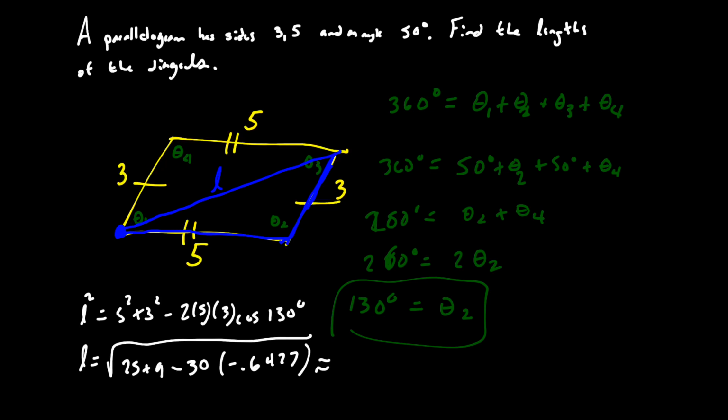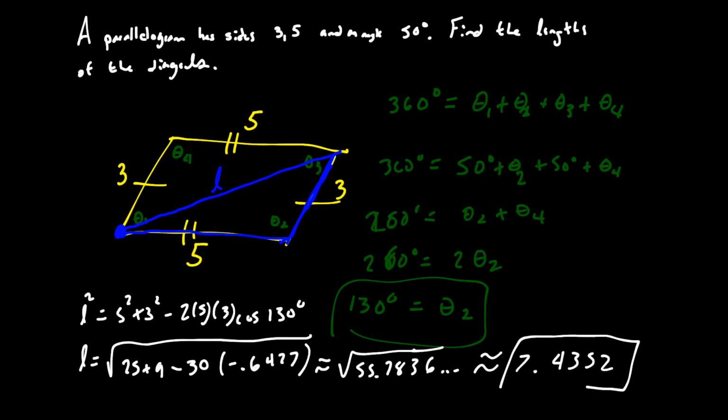This is approximately equal to the square root of 55.2836, and so on, which is approximately equal to 7.4352. So this is the length of one of our diagonals. I'll leave finding the length of the other diagonal here as an exercise.